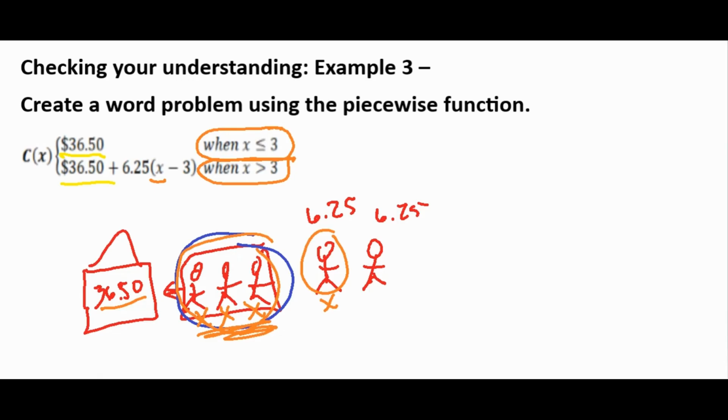Okay, so that's the best way for me to explain these piecewise functions. It's not about figuring out how to solve this equation in general. It's really about which one of these equations you are going to use. Are you going to use this top equation because you have 3 or less people? Or are you going to use this bottom equation right here because you have more than 3 people? Okay, so that's a piecewise function. Hopefully you guys got something out of that one.